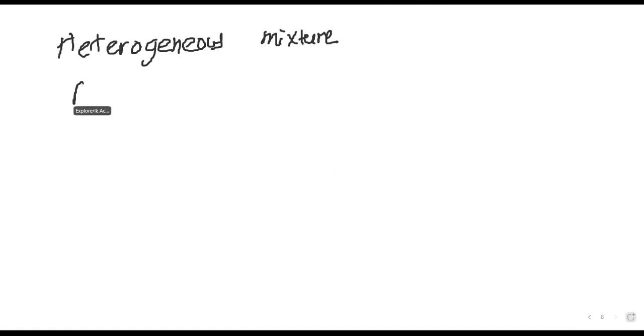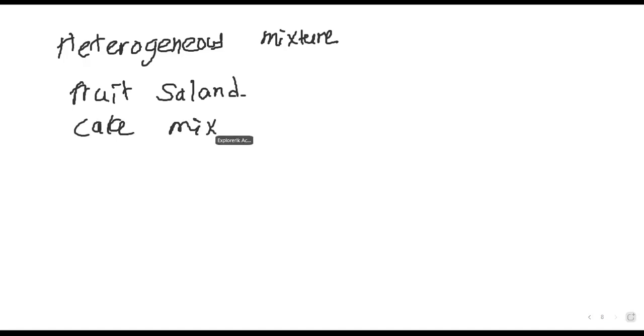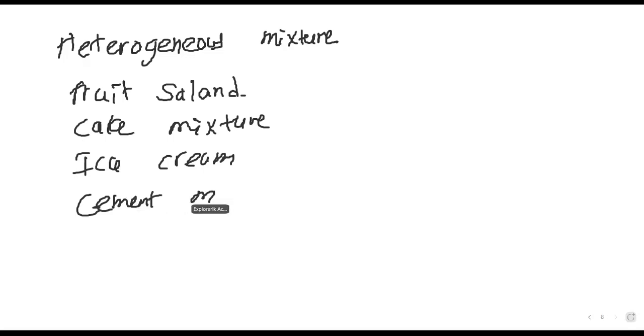So for example, a fruit salad. Right? When eating a fruit salad, you can't say exactly that every scoop will have a piece of pineapple. Right? So fruit salad is a heterogeneous mixture. And cake mixture is also a heterogeneous mixture, right? And you can say ice cream or else cement mortar. All these are heterogeneous mixtures.